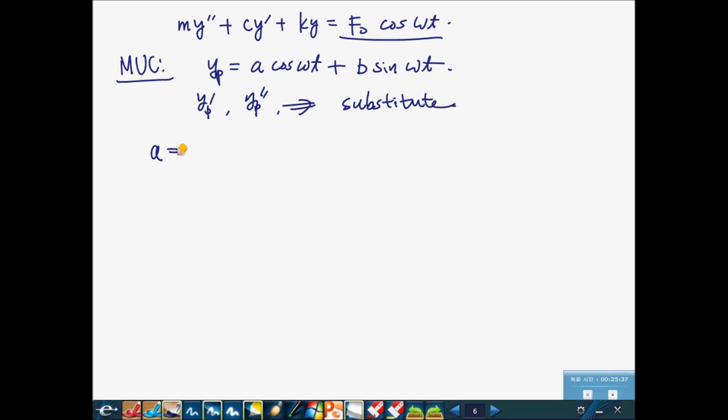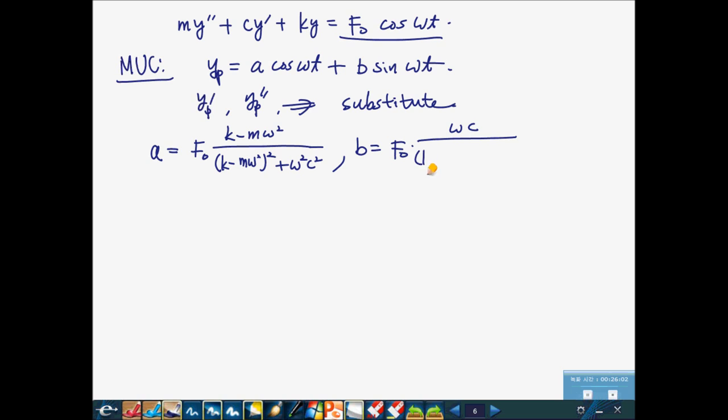by the way, it's 지금 2.8장이에요. So it's a k minus m omega square, k minus m omega square to the square plus omega square c square. All right? F naught times omega c, k minus m omega square to the square plus omega square c square. That's what you get. Okay?